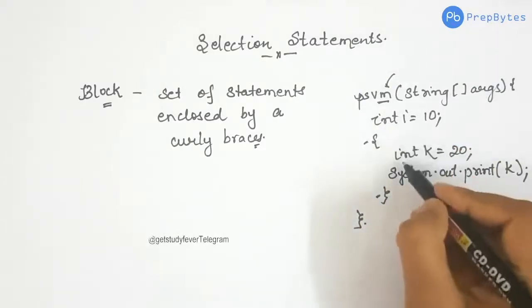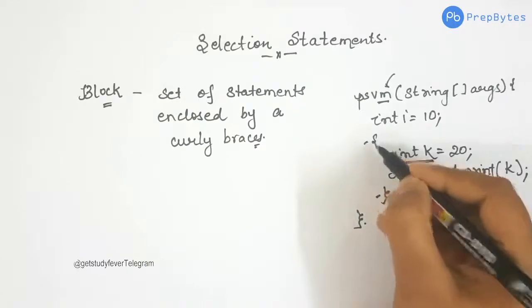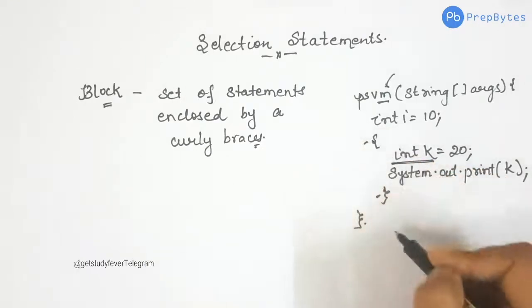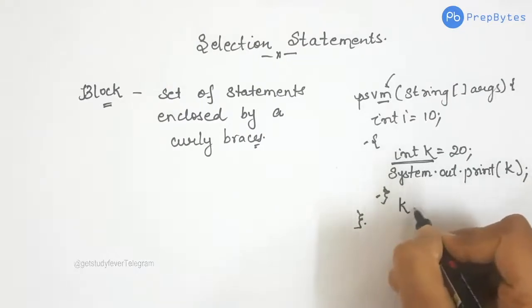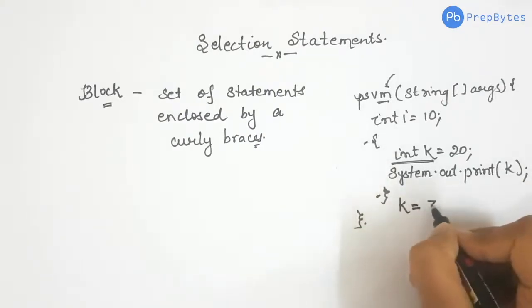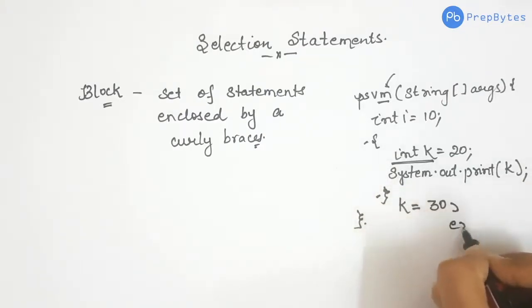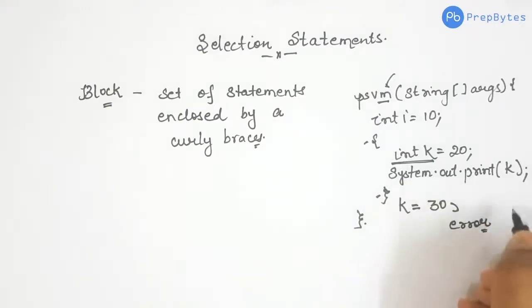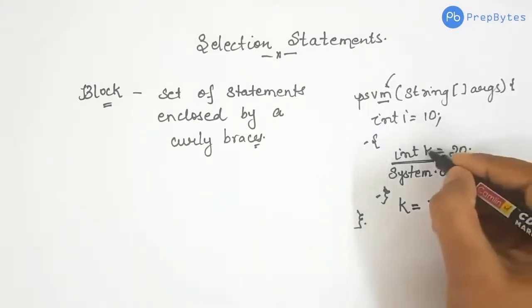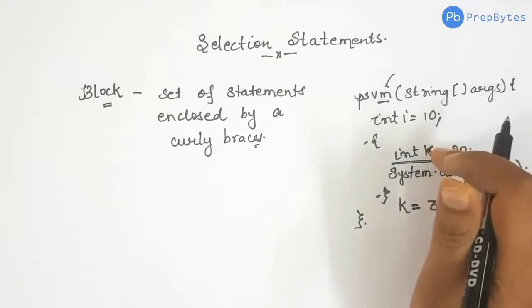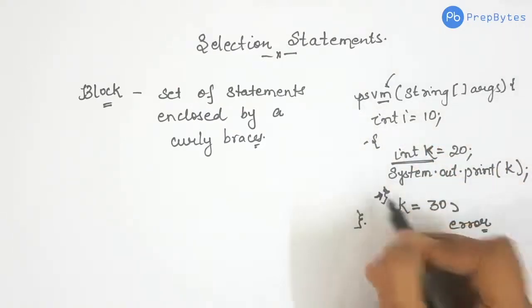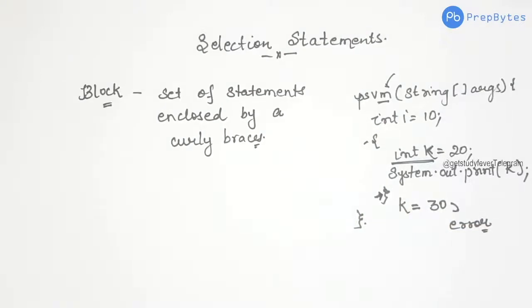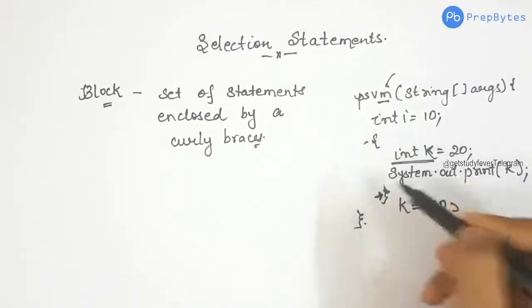I'll tell you the use case of a block just now. k was defined inside this block, and if I try to access k after this curly brace, if I try to do k equal to 30, this will give me an error. Why? Because k was defined here, and the scope of k is only till this particular bracket. So this is one thing that you have to note about blocks.